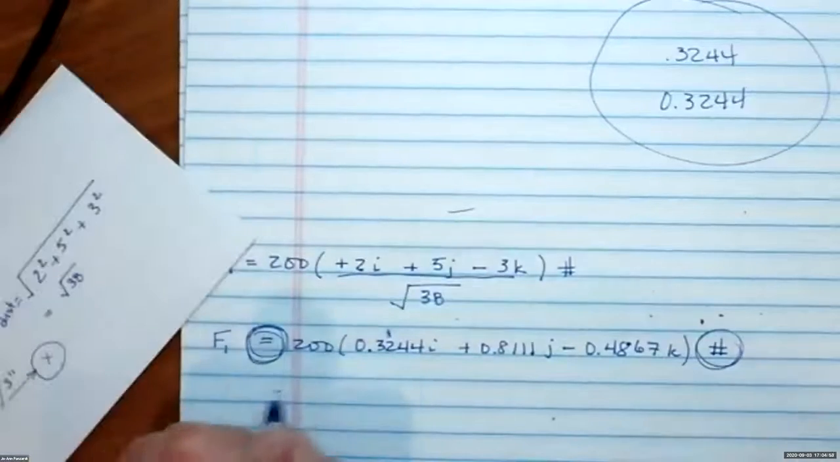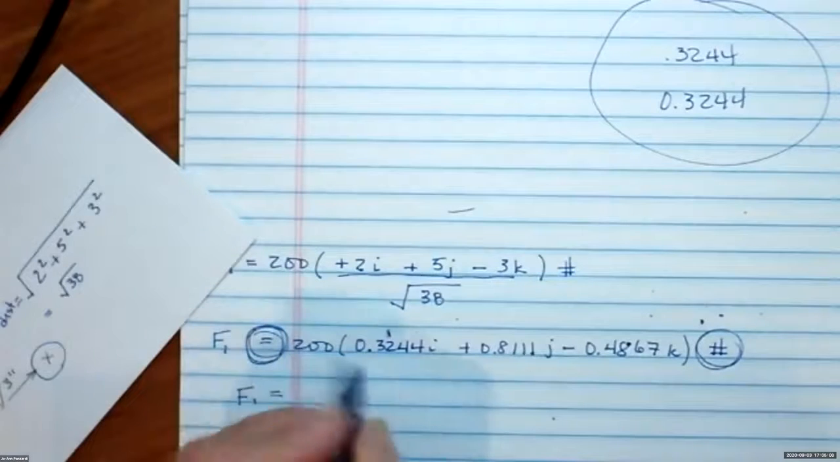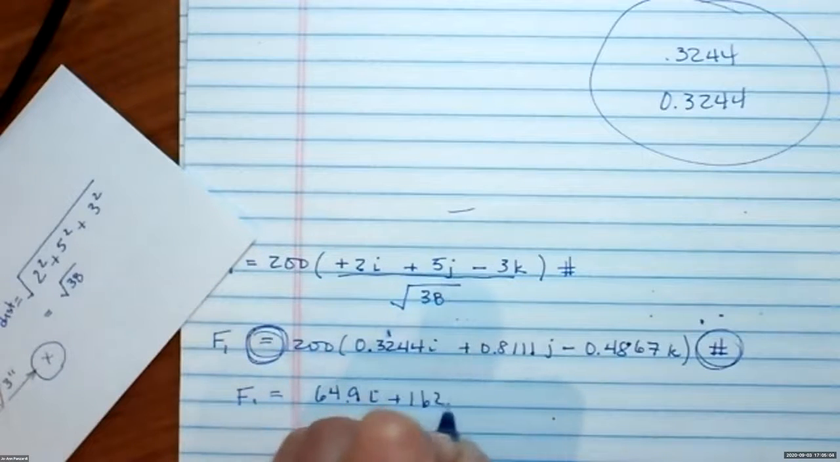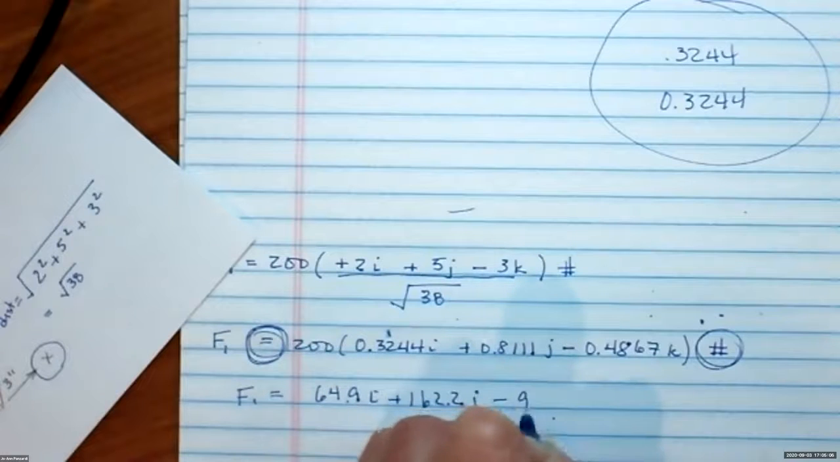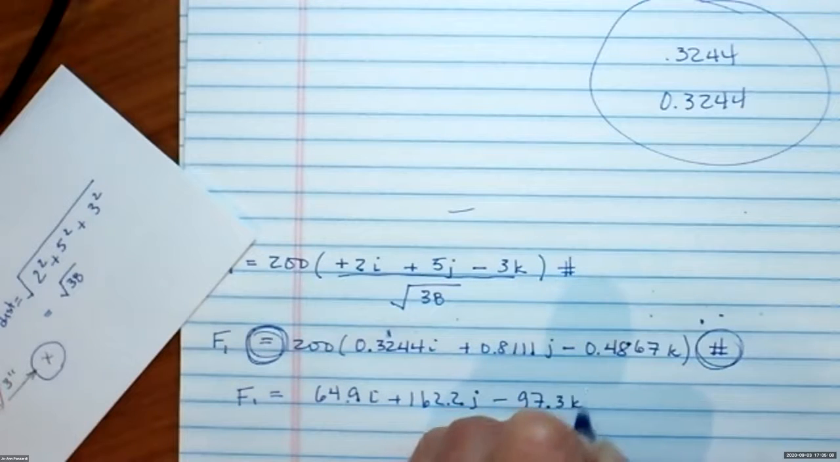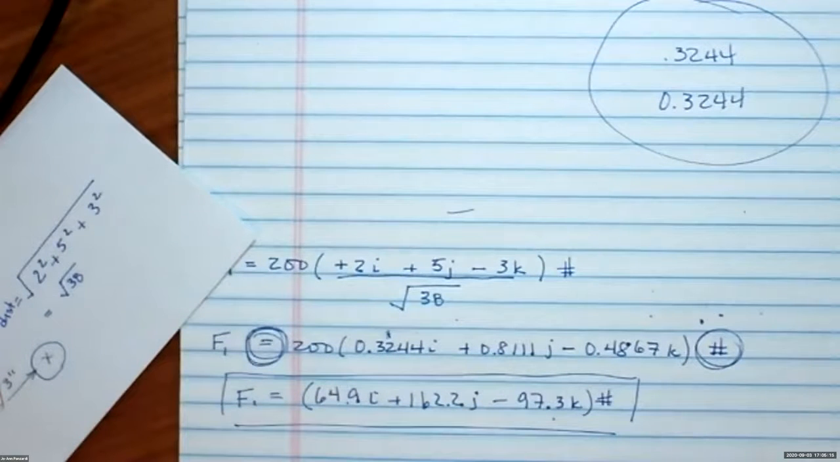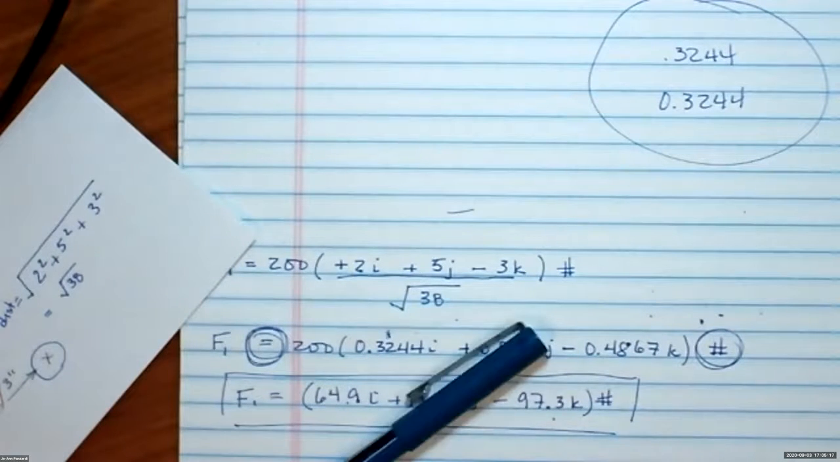Okay, and F1 turns out to be 64.9i plus 162.2j minus 97.3k pounds. Okay, and I'm going to block it in, and this is in vector form. I want to make sure that I do my checks.